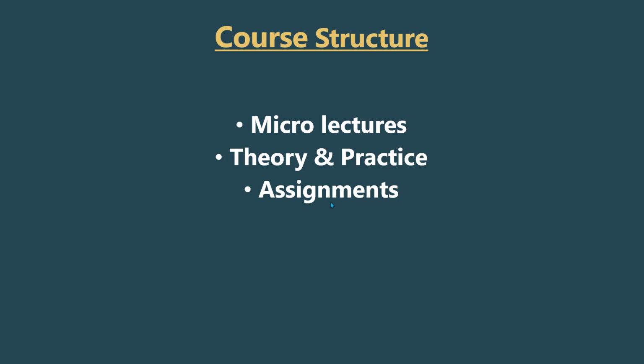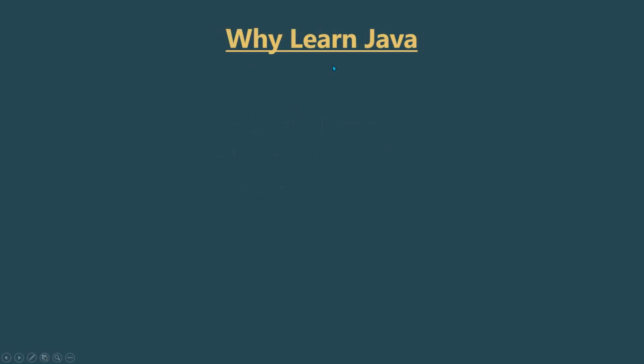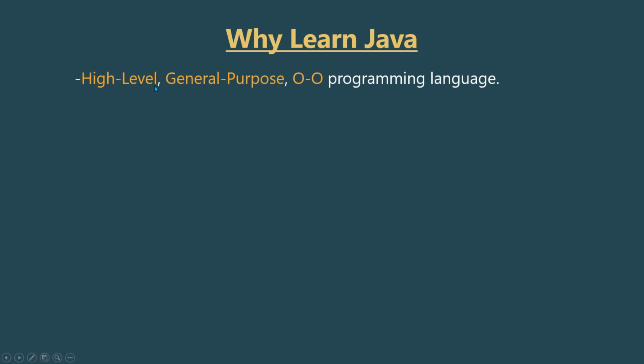Now let's see why you would learn the Java programming language. First of all, Java is a high-level, general-purpose, object-oriented programming language. So what does that mean? Basically, it is easy to learn because it is a high-level programming language and it can be used to develop any kind of programs. And this is because it is a general-purpose programming language.